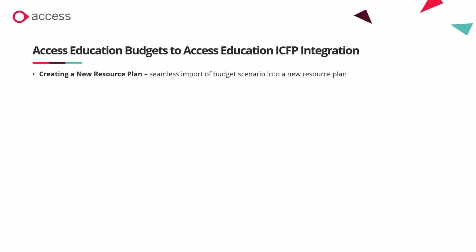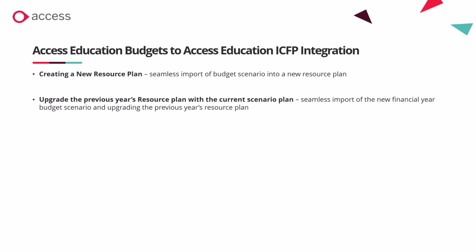These are, firstly, when you create a new resource plan, this is a seamless import of budget scenario into the newly created resource plan. Secondly, you're then able to upgrade the previous year's resource plan and then update it with the current scenario plan. This means we've got the seamless import of a new financial year budget scenario, but also using the data from an already created resource plan that we can upgrade and bring into the current year and obviously looking into the future.